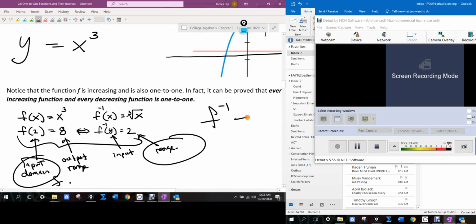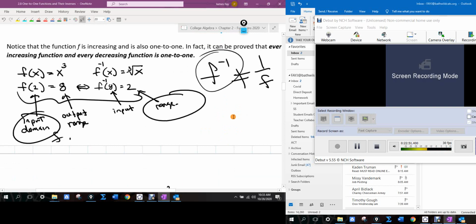So I just want to make sure that we know that this does not equal 1 over f. Because that's what a -1 as an exponent means, right? Okay, so that is a label, a name, a structure for us identifying the inverse.